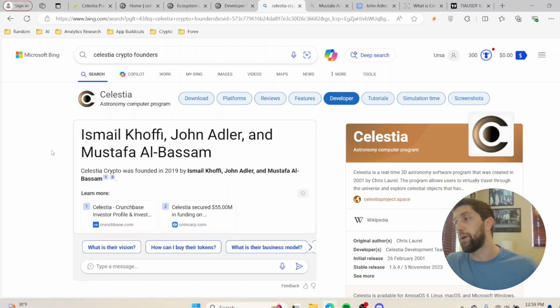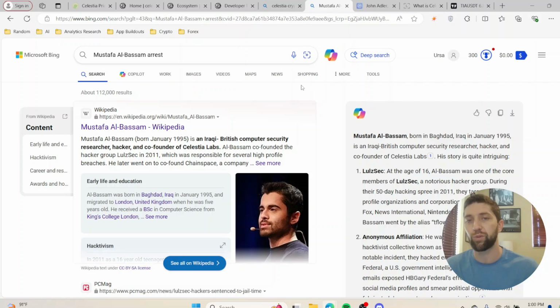Before we get into all the price action talk, I did want to talk about their founders too, because I think their team is stacked, but it's also in a very interesting way. So the 3 founders are Ismail Kofi, John Adler, and Mustafa Al-Bassam. We'll start with Mustafa because he's probably the most notorious one of the group.